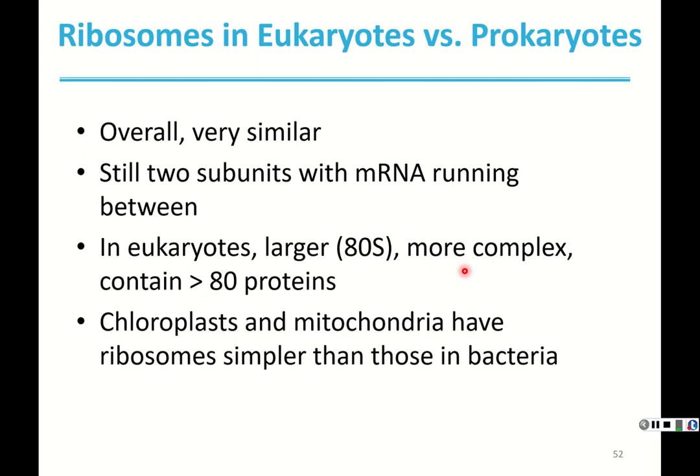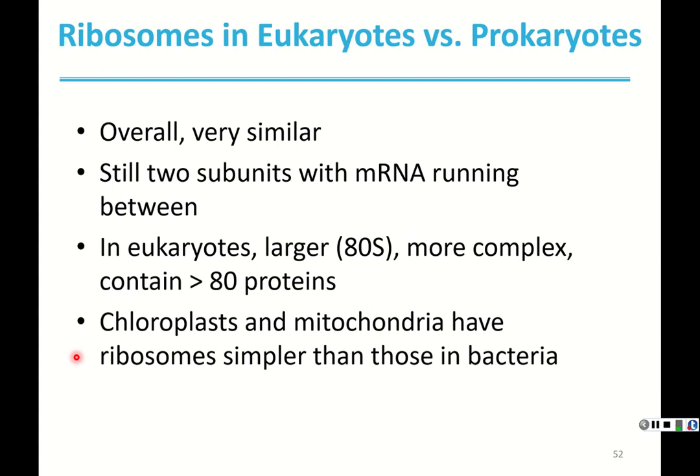So if we're comparing ribosomes in eukaryotes and prokaryotes, overall they're very similar. They still have two subunits in eukaryotes, with the mRNA running in between the two. They're larger, they're more complex, and they contain a larger number of proteins.